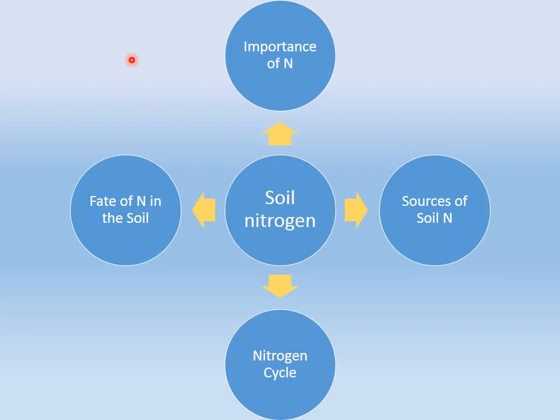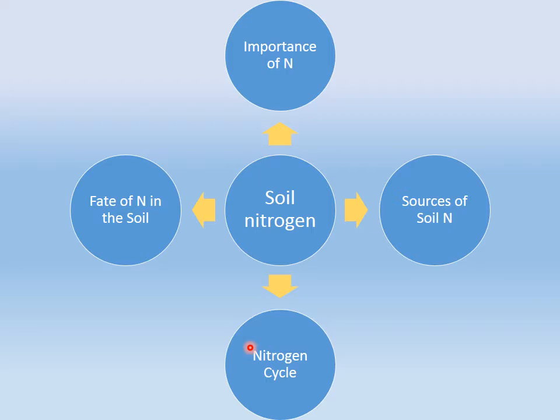And this is part 2 of that discussion. So we've already looked at the importance of nitrogen to plants or to crops, and we looked at the various sources of nitrogen for crops. And the last thing that we talked about was the nitrogen cycle.